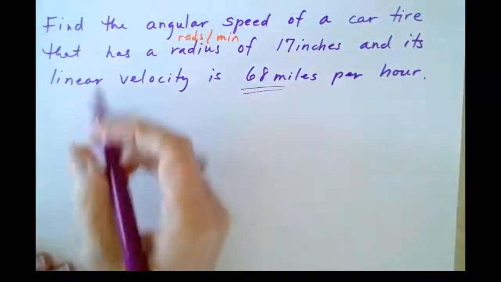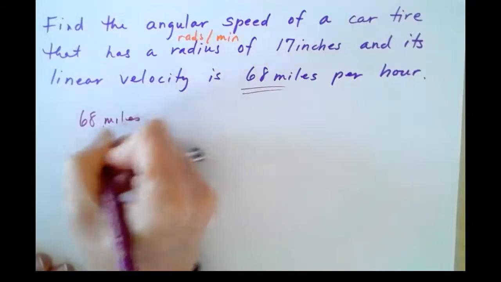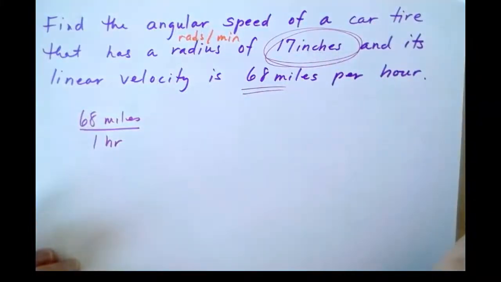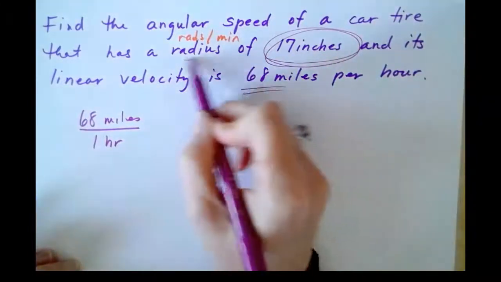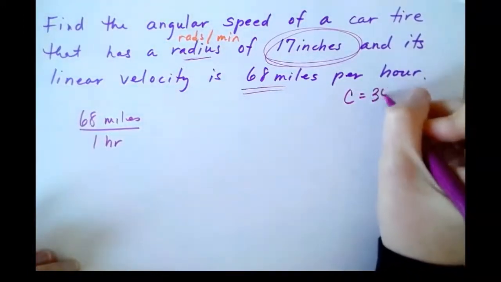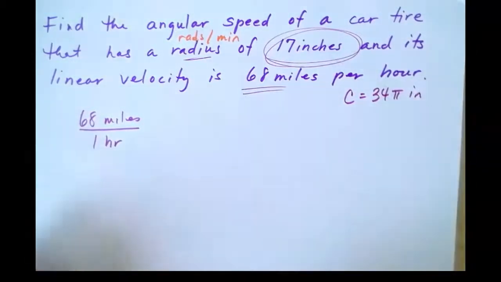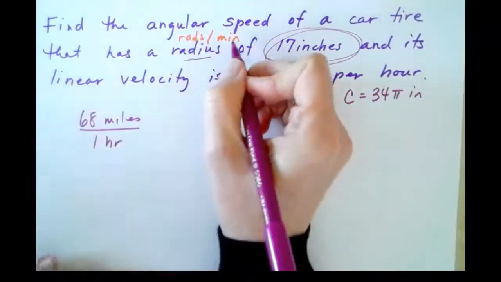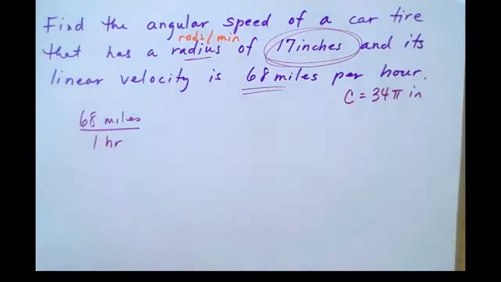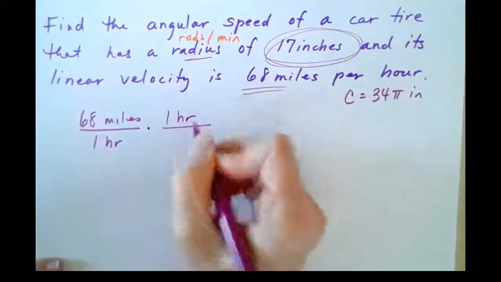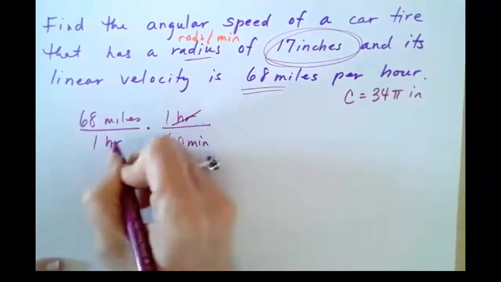So we're going to start with this 68 miles per 1 hour. We also need to incorporate the given information that the car tire has a radius of 17 inches, which translates to its circumference being 34 pi inches. So we need to go from miles per hour to radians per minute. The key to dimensional analysis is canceling what you do not want. So right away, we do not want hours. We want minutes. So let's dump that hours and change it to 60 minutes.